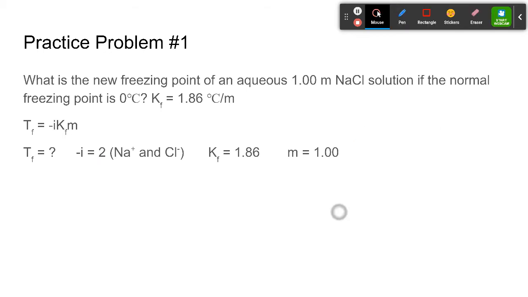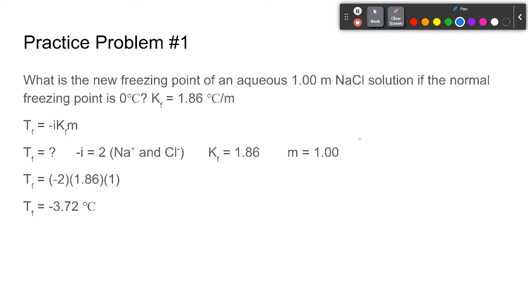So we plug everything in. Tf equals negative 2. Don't forget your negative sign when doing freezing point depression. Negative 2 times 1.86 times 1. It should give you an answer of negative 3.72 degrees Celsius. Now that is how much your temperature changes. It's not necessarily your new freezing point. In this case, it will be, but it's not necessarily your new freezing point.